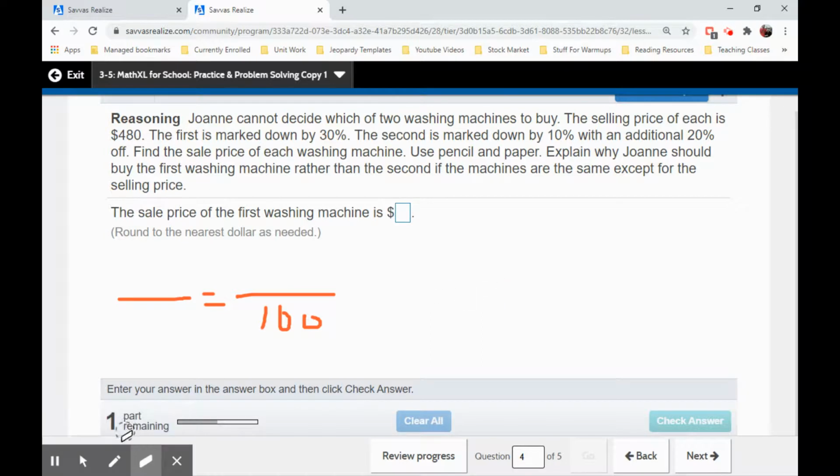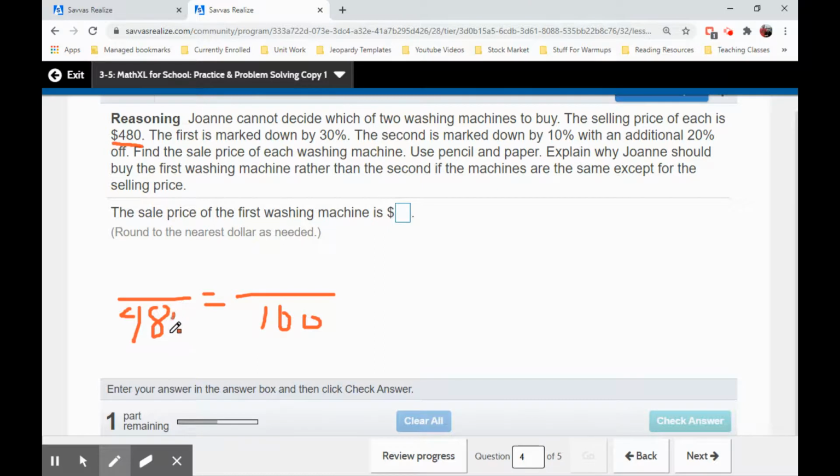It says that Joanne can't decide between 2 washing machines. The selling price of each of them originally is $480. The first is marked down by 30%. The second is marked down by 10% and then an additional 20% off of that. Find the sale price of each washing machine. Okay. So let's find the first washing machine first.